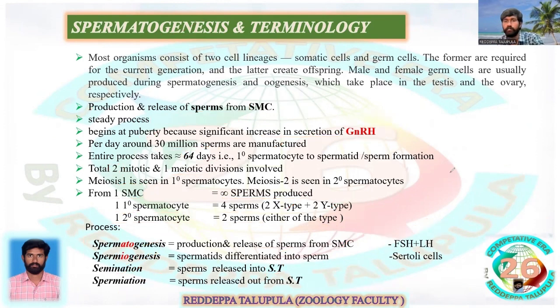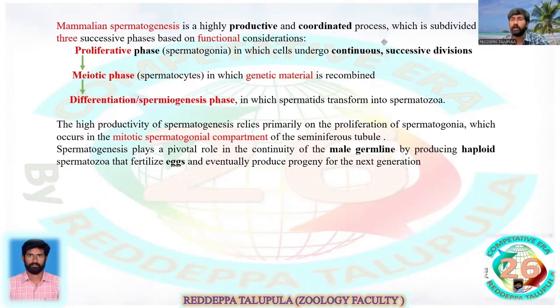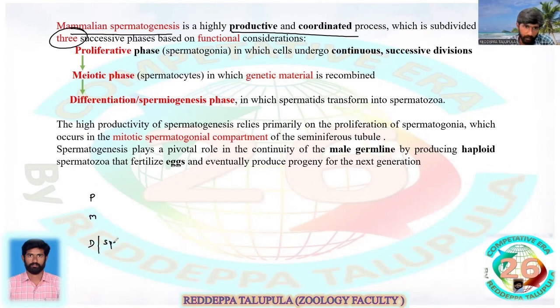Next, the mechanism or process involved. Mammalian spermatogenesis is a highly productive and coordinated process. It mainly consists of 3 phases: the proliferative phase, the meiotic phase, and the differentiation phase, also called spermiogenesis. First one is the proliferative phase. Second one is the meiotic phase, where meiosis will be seen. And the third one is the differentiation or spermiogenesis phase.